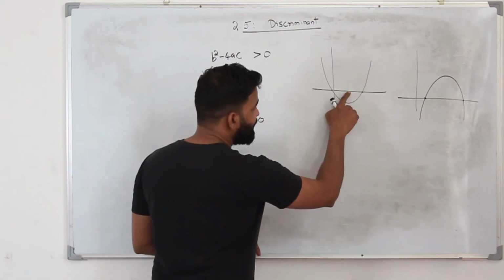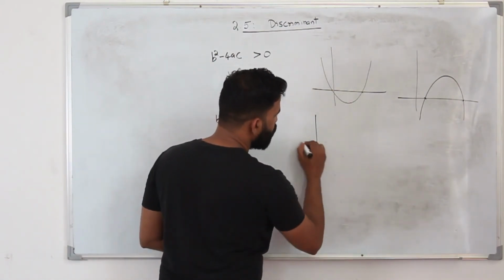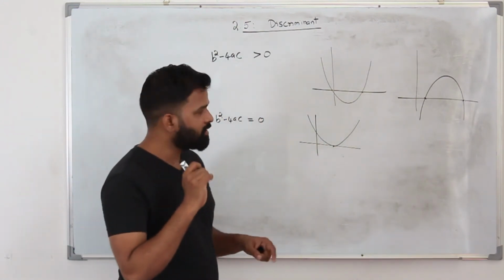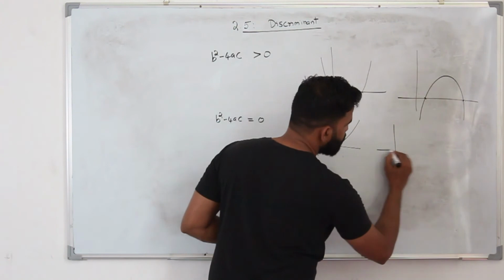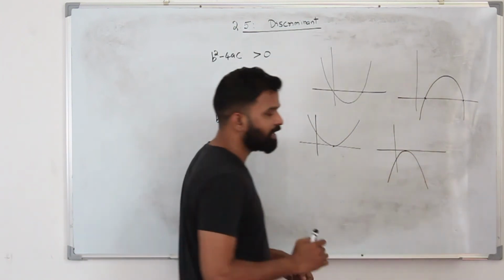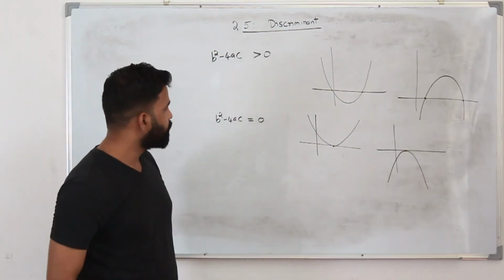And number 2, if your b square minus 4ac equals 0, when it is equal 0, the graph will touch the x-axis at only one point. We don't know where the point is, but it will touch the x-axis at one point. Even for the upside down curve, it will touch the x-axis at exactly one point.